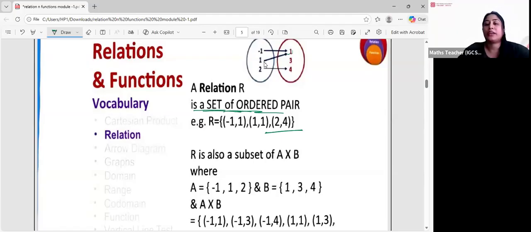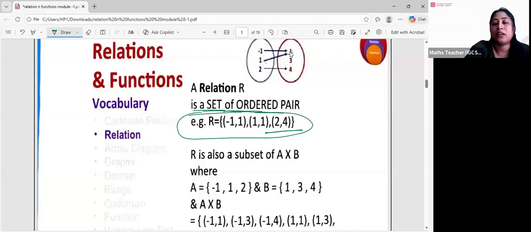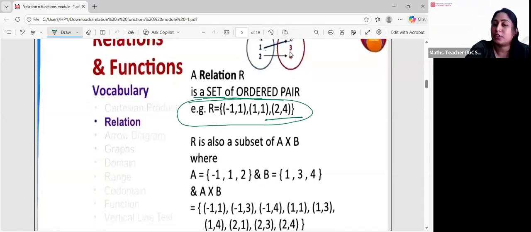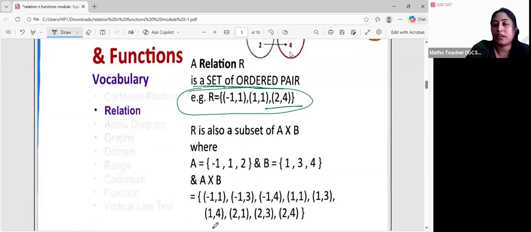So it's a set of ordered pairs. So this is a relation now. They are related by an arrow mark, minus 1 to 1, plus 1 to 1, 2 to 4. So we call them a relation. So set relation R, you can write. And again, R is also a subset of A cross B. Correct? Because in a Cartesian product, you will get all the terms.